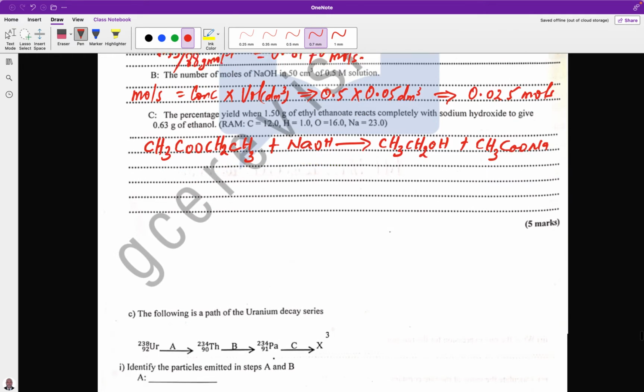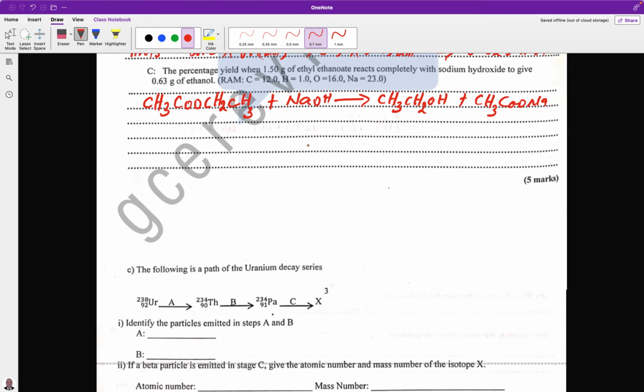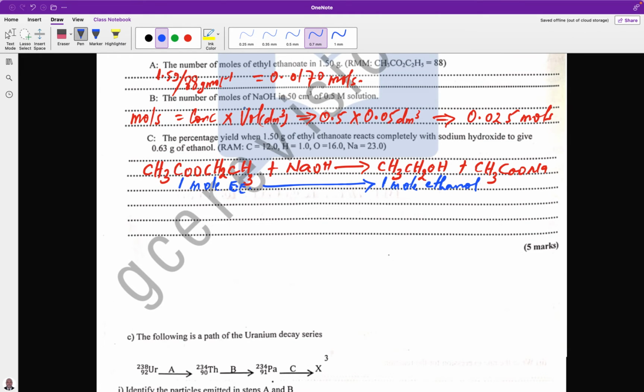So in that case, from the equation, you can see that 1 mole of ethyl ethanoate will give 1 mole of ethanol. 1 mole of ethyl ethanoate will give 1 mole of ethanol. Then the calculated moles of ethyl ethanoate, which was 0.0170.